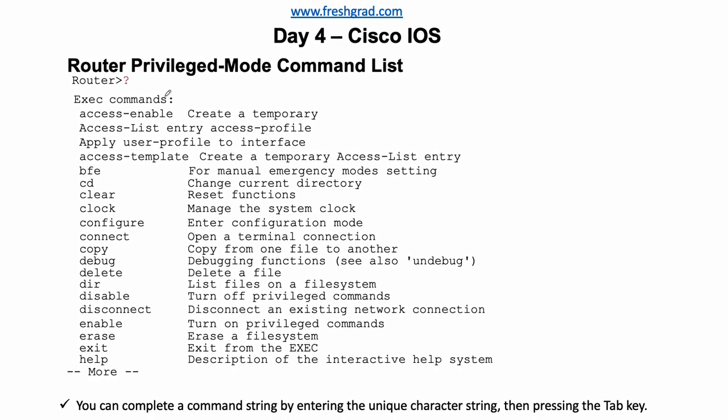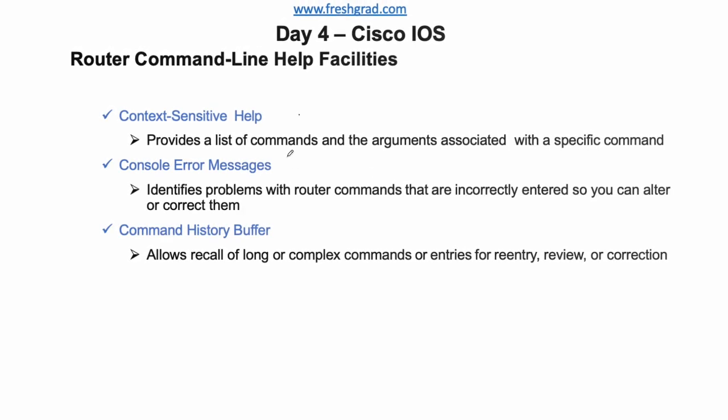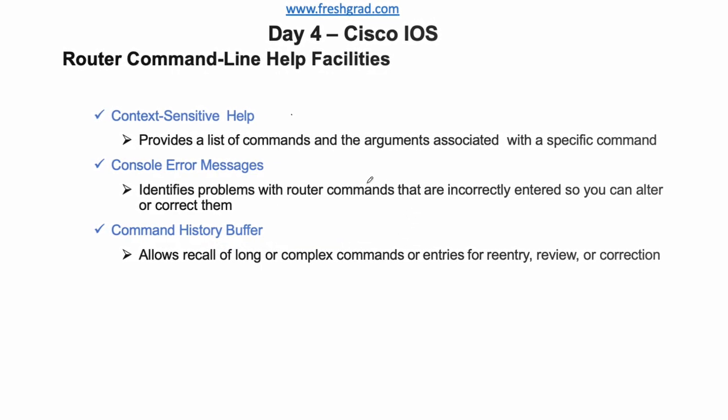Again, in the privilege mode, the prompt is a hash, right? So once you are in the privilege mode, you type question mark and you will see what other commands are available to use. Router command line help facility, context sensitive help provides a list of commands and arguments. You can see console error messages as well, command history or buffer as well. And we'll deep dive into the labs when we do the labs, okay?